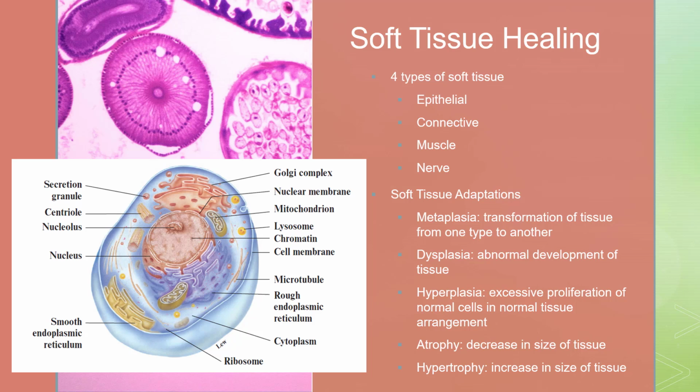Soft tissue adaptations. There is metaplasia, which is the transformation of tissues from one type to another that is not normal for that tissue. Dysplasia is the abnormal development of tissue. Hyperplasia is the excessive proliferation of normal cells in a normal tissue arrangement. Atrophy is a decrease in the size of tissues due to cell death and reabsorption or decreased cell proliferation. And finally, hypertrophy, which is an increase in the size of tissue without necessarily changing the number of cells.